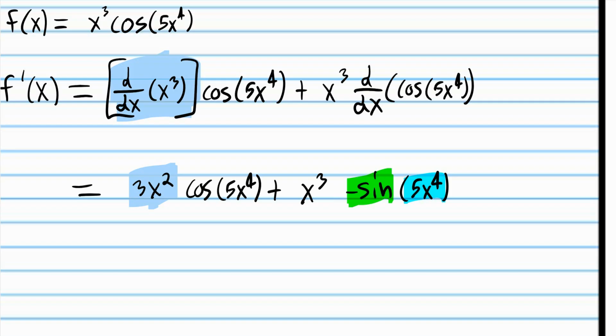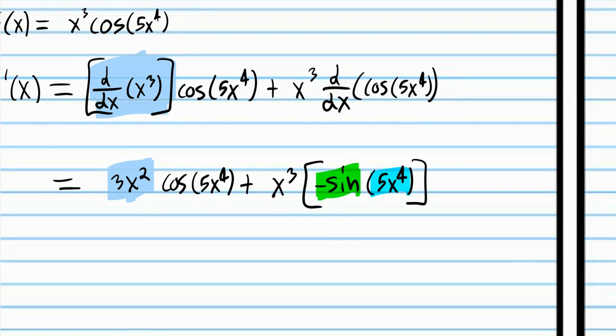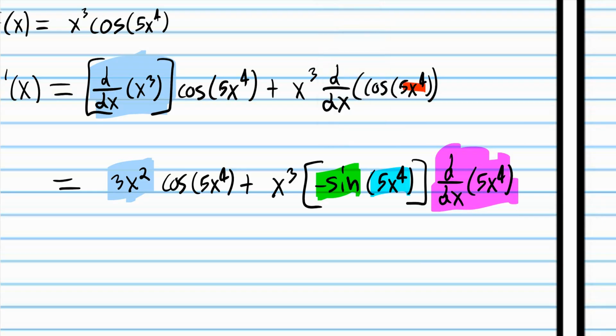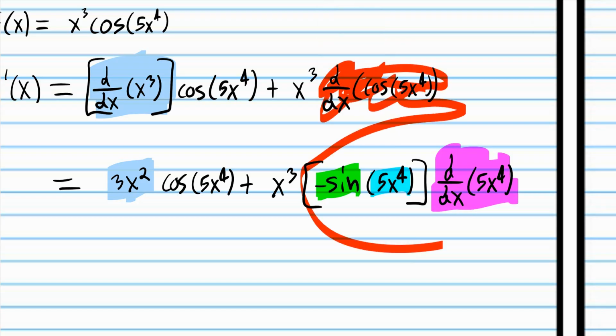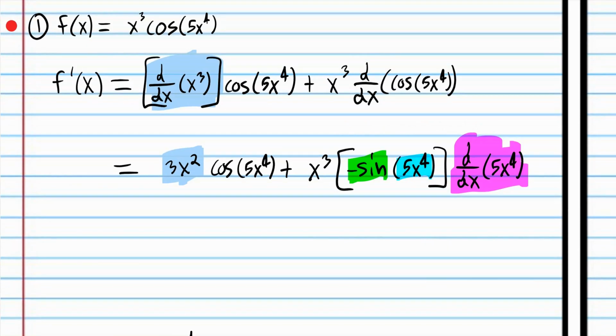Maybe I can use brackets here to make things a little easier to see. And then we're going to multiply by the derivative of the inside function. That's the chain rule. So all of this red stuff turned into this. So now we just have to simplify and we're done.